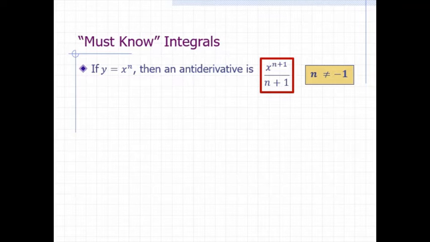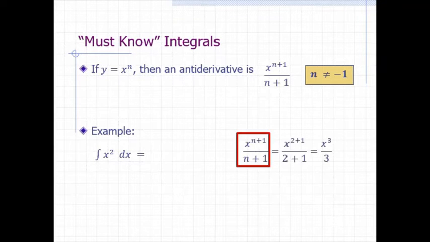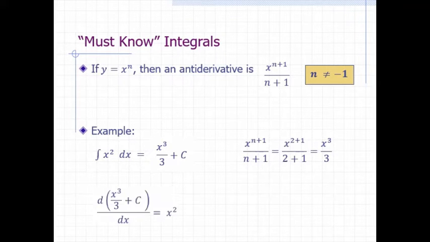Let's look at an example. What is the integral of x squared dx? Here, n is 2. So the numerator x to the n plus 1 is x to the 2 plus 1, which is x cubed. For the denominator, n plus 1 is 2 plus 1, or 3. Therefore, the integral of x squared dx is x cubed over 3 plus c. You should be able to easily verify that the derivative of x cubed over 3 plus c is in fact x squared.